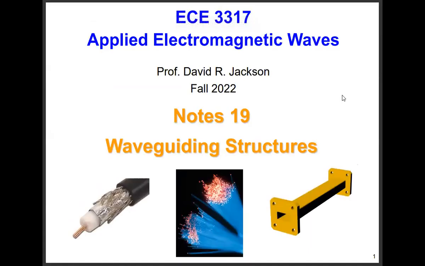Now, this is kind of a qualitative set of notes. It gives us a qualitative discussion of different waveguiding structures, but then there's a little bit of math too that we'll see eventually. The title is Waveguiding Structures. Here are some examples, the good old coax, fiber optic guides. And the subject of notes 20 is what we call the rectangular waveguide, the rectangular pipe, which is used to carry electromagnetic waves in it.